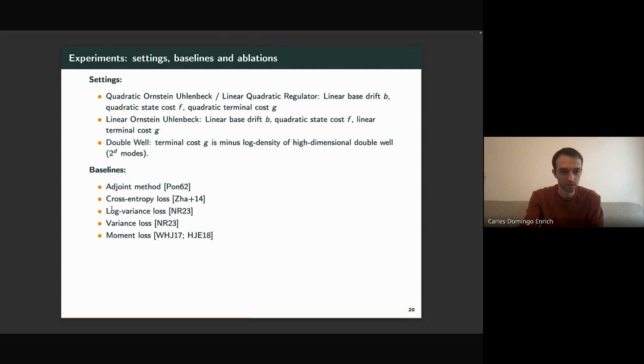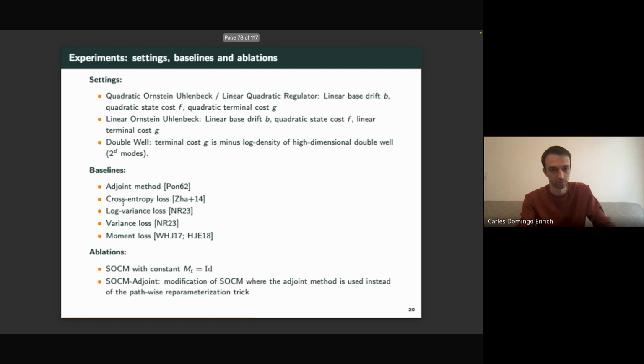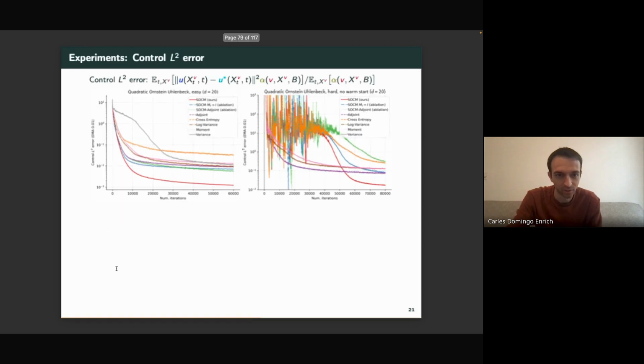And then these are the baselines that I'll be considering. I've only talked about the adjoint method because it's actually the best performing among all of them. But there are several recent works that have tried to propose alternatives to the adjoint method. And there are 2 ablations that I'll show, which is what happens when you take a constant reparameterization matrix, and SOCM adjoint, which I won't go into, but these are 2 ablations of our method.